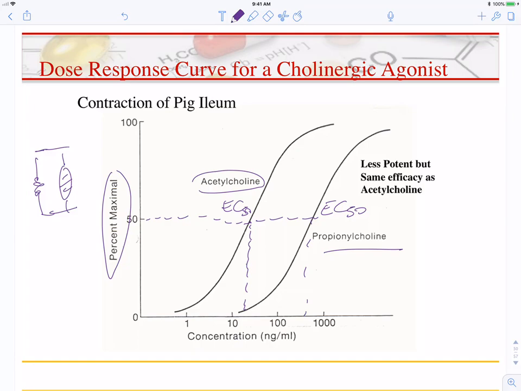So this agonist is less potent because it requires a higher concentration of the drug to elicit the same response, but it has the same efficacy as acetylcholine because at saturation we obtain the same contraction.